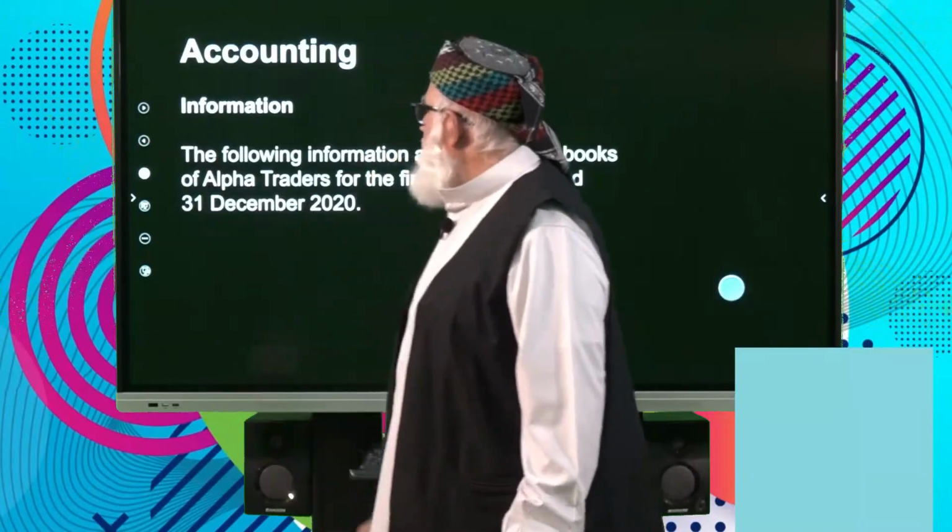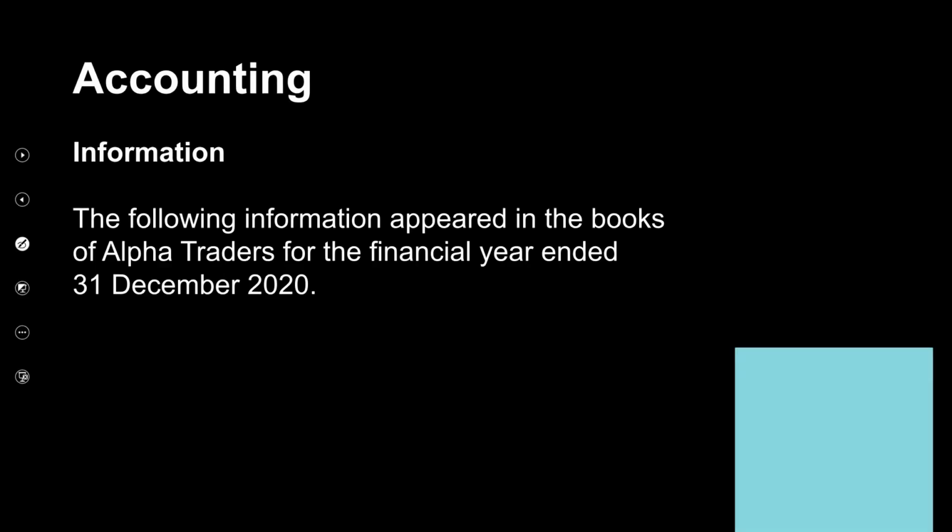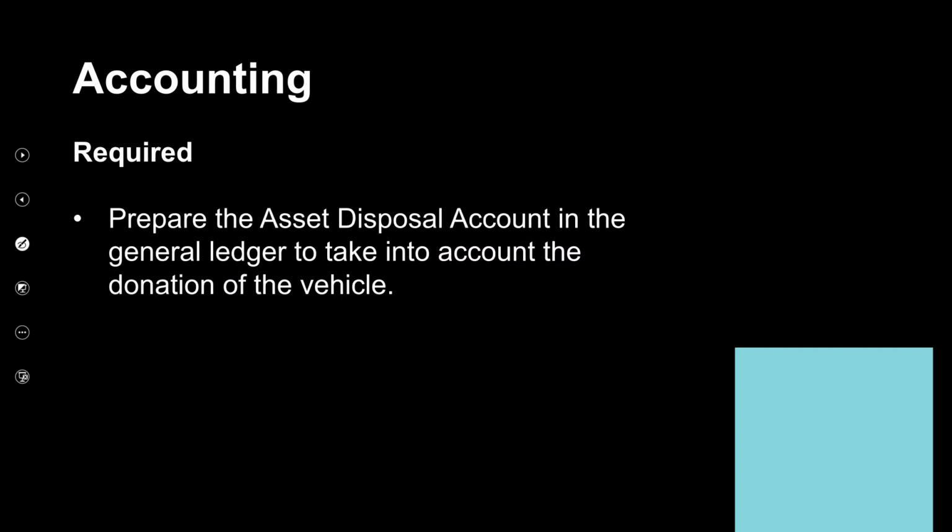Right, moving on to our information now. The following information appeared in the books of Alpha Traders for the financial year ended 31st of December 2020. So you already set your frame that this is my financial year. Now, what are we expected to do? Prepare the asset disposal account in the general ledger, taking into account the donation of the vehicle.